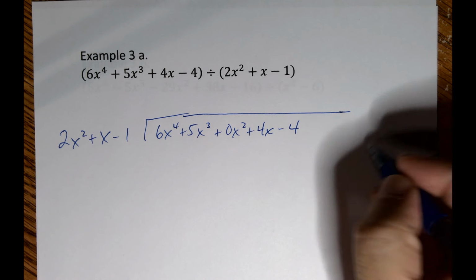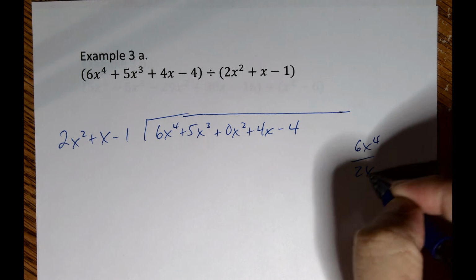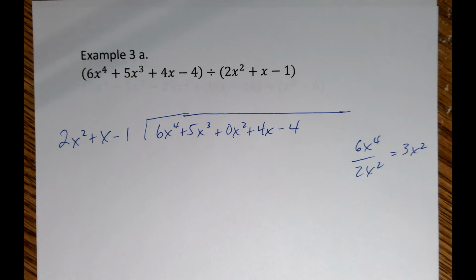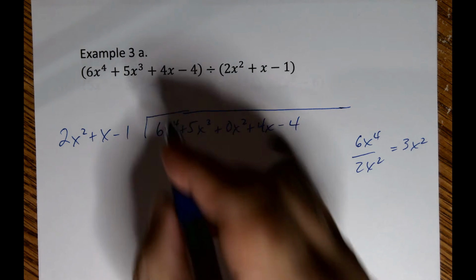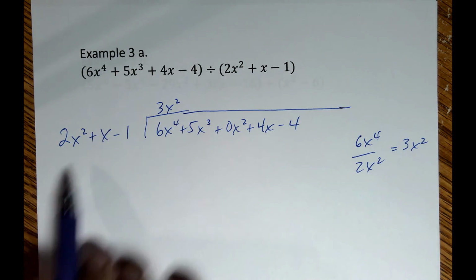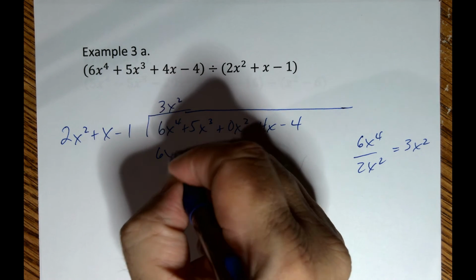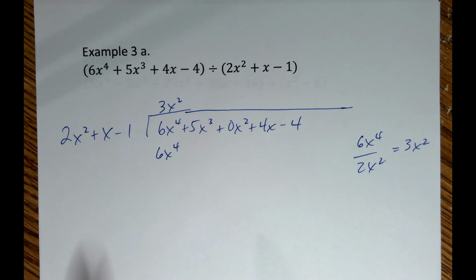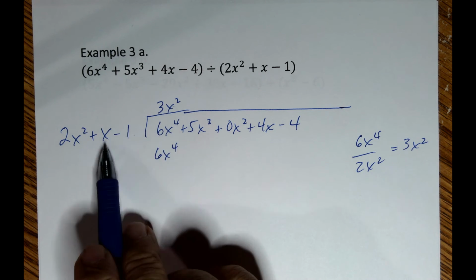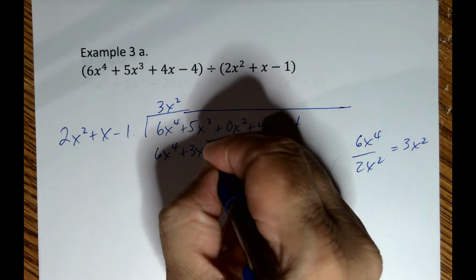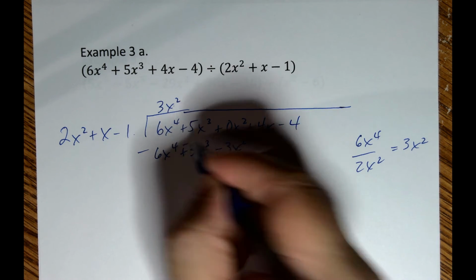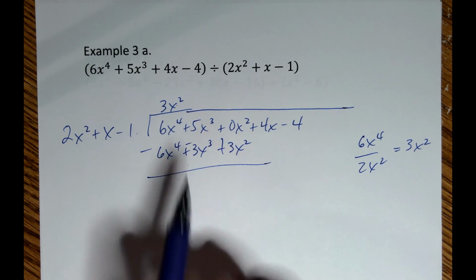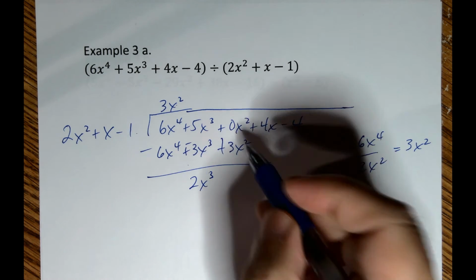6x to the 4th divided by 2x squared. All right, that's 3x squared. A lot of you did a good job on this when you took the quiz on Schoology last week, so I'm hoping this will help you understand this. So I'm putting 3x squared here. Now I do 3x squared times 2x squared. That gives me 6x to the 4th. I'm not done with that 3x squared because I've got to multiply both these other two. So 3x squared times x is 3x cubed. 3x squared times minus 1 is minus 3x squared. Change signs. Combine. So 5 minus 3 is 2. 0 plus 3 is 3.